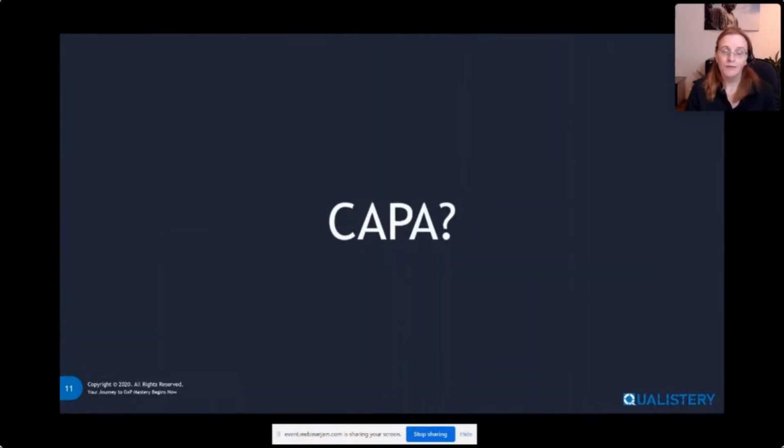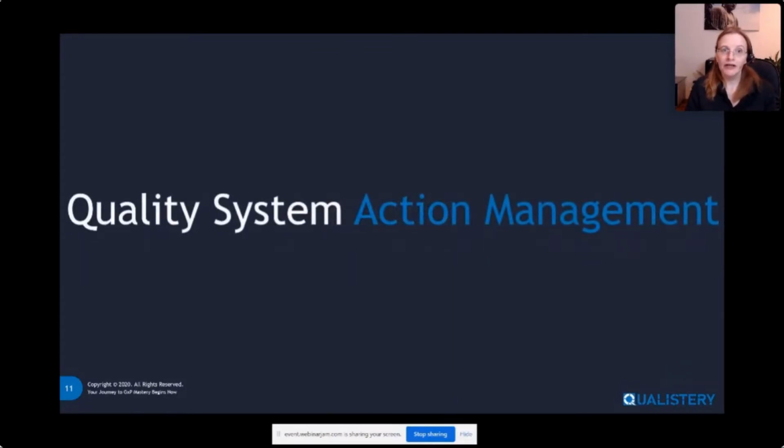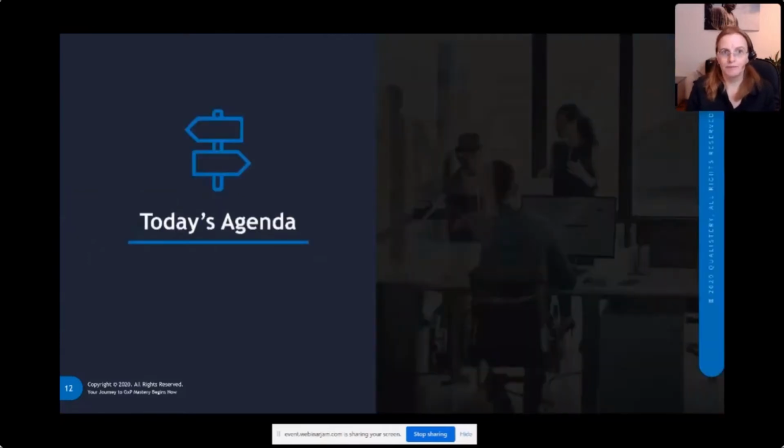So, do I still think we should be using the term CAPA? I actually think it's going to change. It's not going to take a very short time. It's going to take a long time. We're not very flexible in pharma, are we? We do tend to take a while to make these changes, and I believe we're going to probably use something like quality system action management, and you'll see why I say this in a moment.